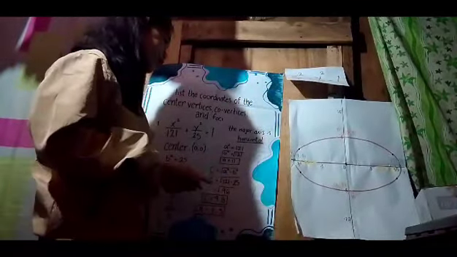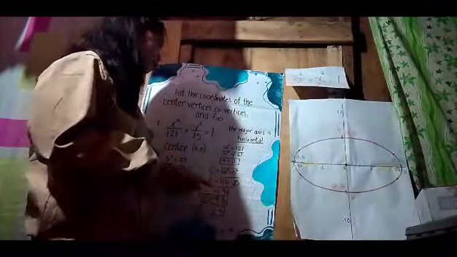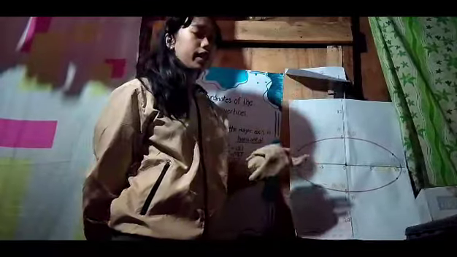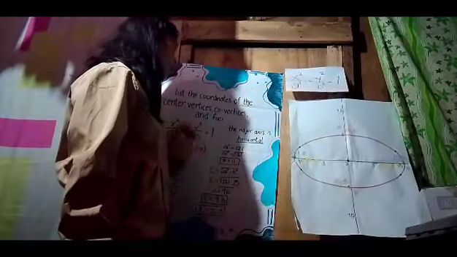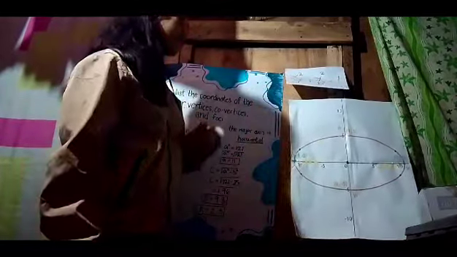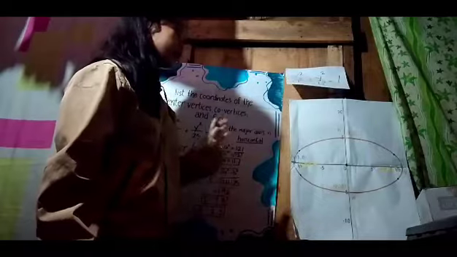Now, for the foci, we have this equation, c equals the square root of a squared minus b squared. Substitute, then subtract. The square root of 96 is 9.8, so c equals 9.8. Ngayon, from the center, count 9.8 units left and right. That's how we got the coordinates of the foci: negative 9.8, 0 and 9.8, 0.